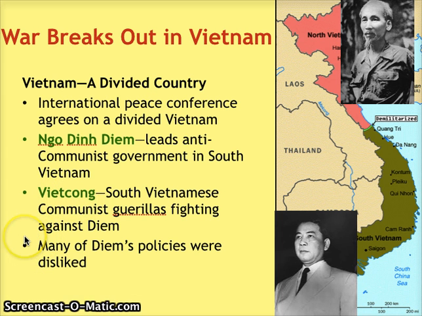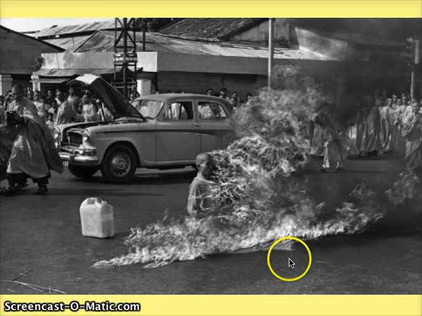Now it's clear that some people from the north are a part of the Viet Cong and are training Southern Vietnamese. But most of the people were Southern Vietnamese who didn't like Diem. Here is actually footage of a Buddhist monk protesting against Diem in Hue. So this is quite a dramatic photo.